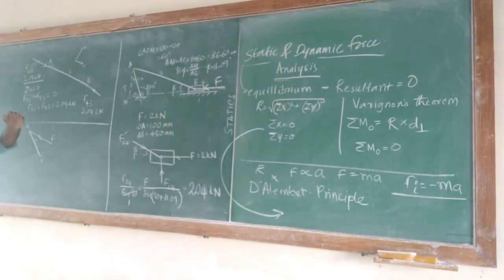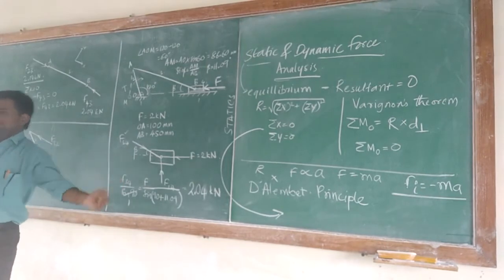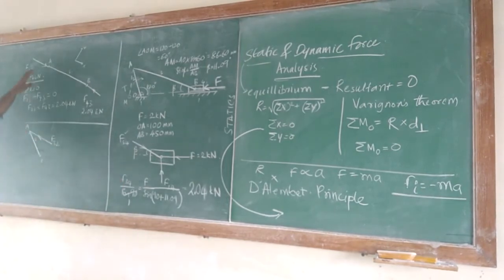F of 3 on 2. Force of 3 on 2. This is force of 2 on 3. Something similar happens. Whatever happened here, it was pushing it down. It applied the opposite. Now here, the connecting rod is trying to push it upwards. So this will try to push it downwards.